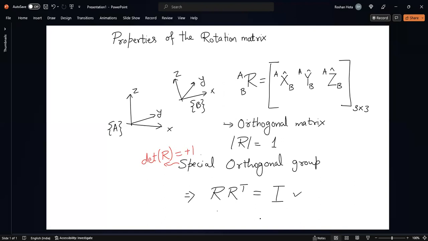Another important or interesting thing that we can mention about rotation matrix is that since the determinant of the rotation matrix is 1, it does not scale any vector it is operating on. It only transforms it, or it only rotates it, right? So it does not scale.